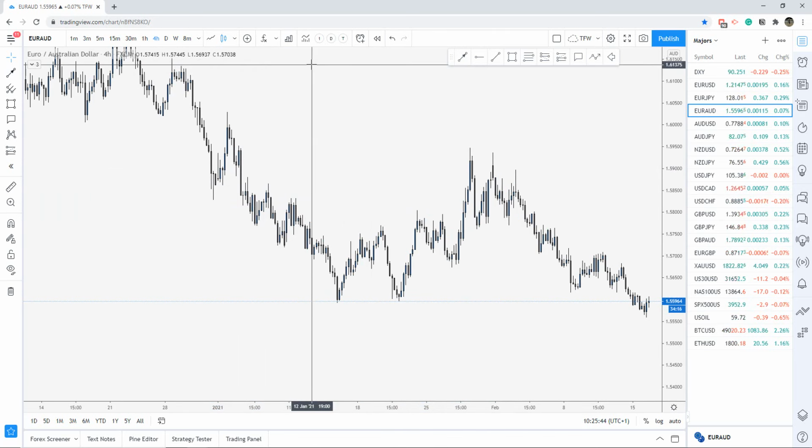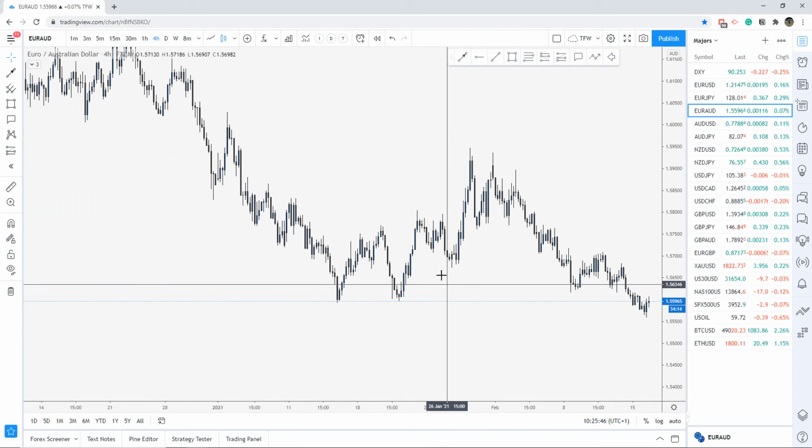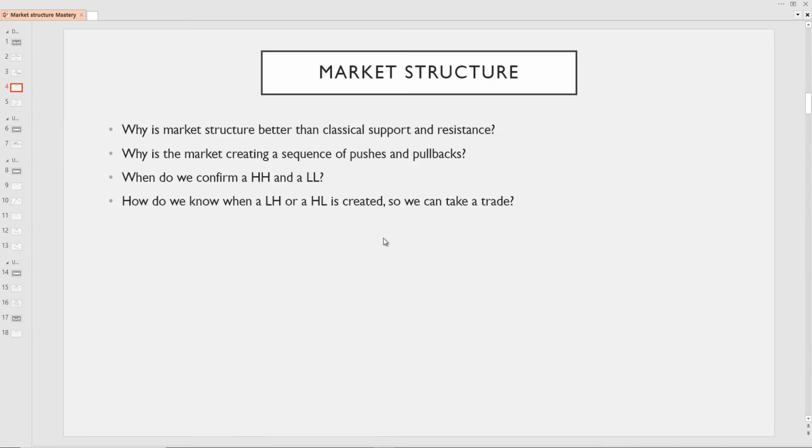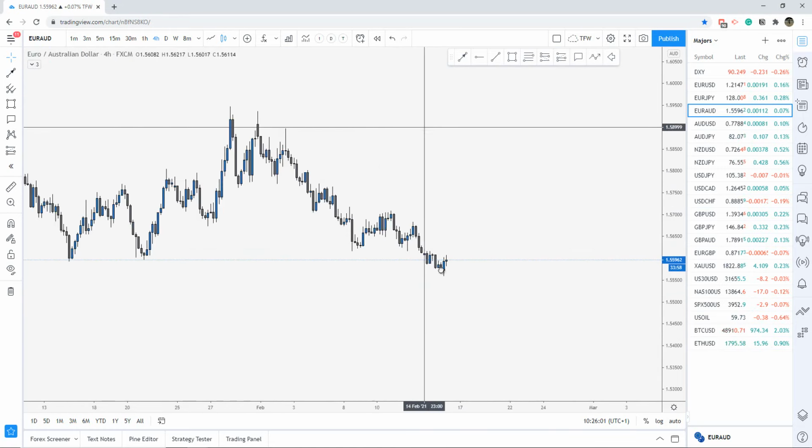So this is the problem with support and resistance, and this is why we're always going to focus on market structure from now on. So back to the presentation. Next question: why is the market creating a sequence of pushes and pullbacks? Have you ever thought about why we have those higher lows and lower highs?